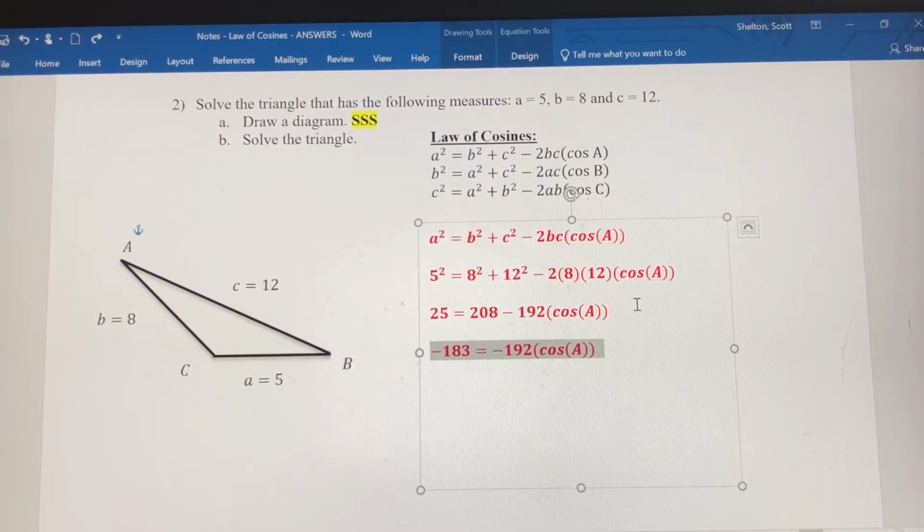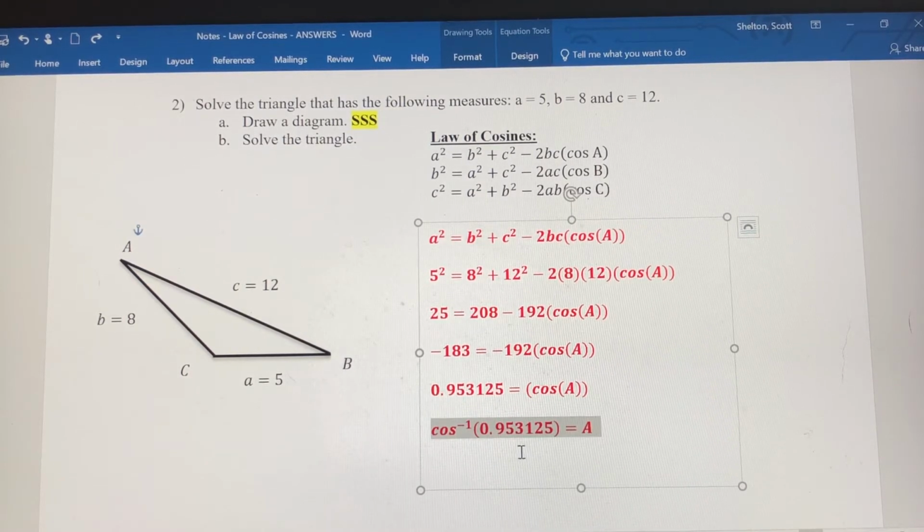When we do that, we get negative 183 equal to negative 192 times cosine of A. We want to divide both sides by negative 192. And that gives me a decimal, 0.953125. Again, the cosine of any angle between 0 and 180 is going to be positive, a value between 0 and 1. So we're going to use inverse cosine here to find the angle measure. Use a scientific calculator, and the measure for angle A is going to be 17.61 degrees.